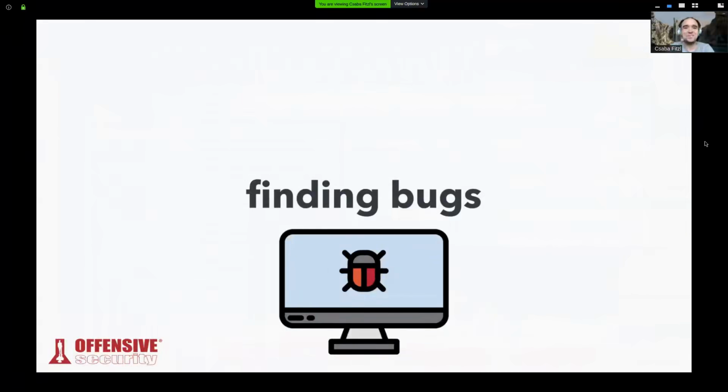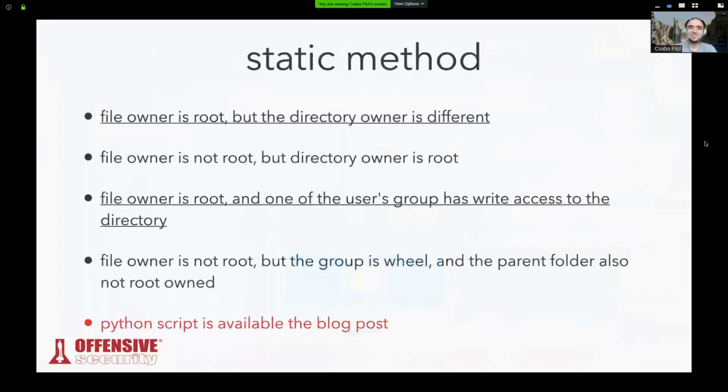So that was the theory. Let's go and find some bugs. I think these bugs are not so hard to find. I found two methods to be pretty fruitful. One is a static and one is a dynamic method. The static method basically involves analyzing the current permissions set for directories and files, and you try to find interesting combinations by basically crawling through the file system and checking for permissions.